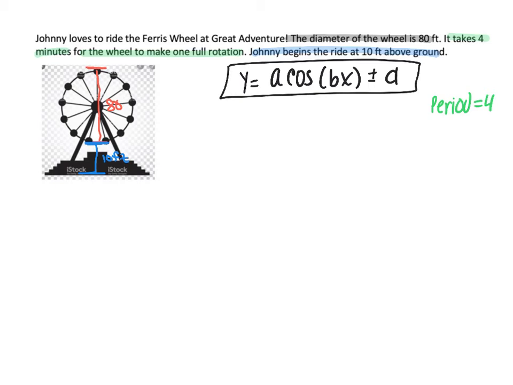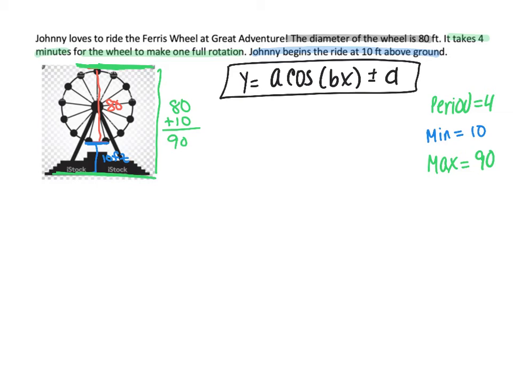So we know our minimum value. My minimum value is 10, that's where I start. And we could find the maximum value, how high off the ground we are, right here, if we measure from here to here. This is the maximum height. So 80 plus 10 will give me 90. That's my maximum height. So again, that should be enough information to give me my cosine graph.